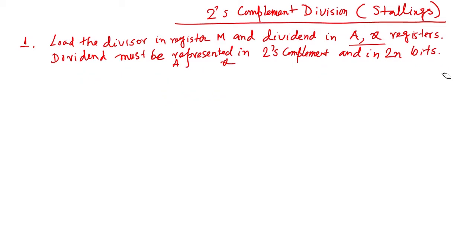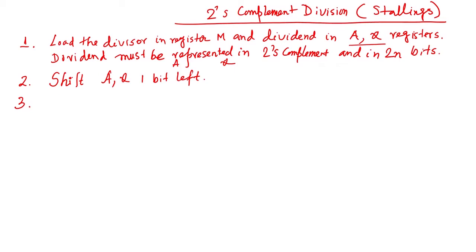Okay. So, what is the next step? Shift 1 bit AQ, both, 1 bit left. Okay. Next step is 3.